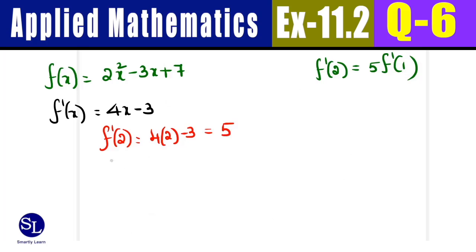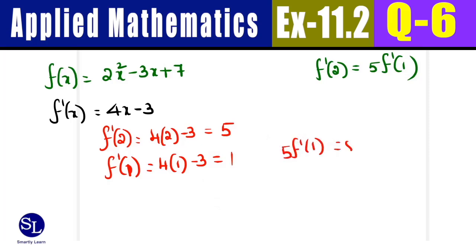Now let's compute f dash of 1. So wherever there is x, I'm going to place 1. So 4 into 1 minus 3, which is 1. So 5 times of f dash of 1 is nothing but 5.